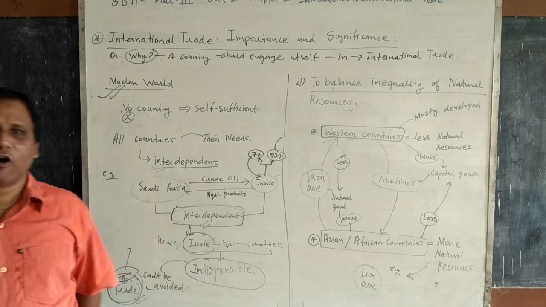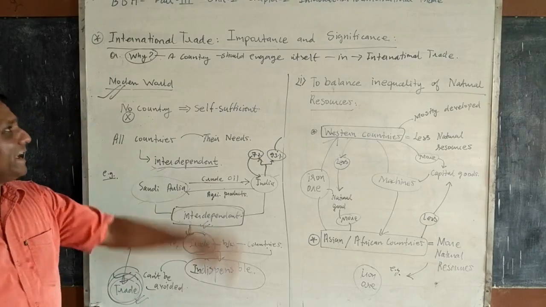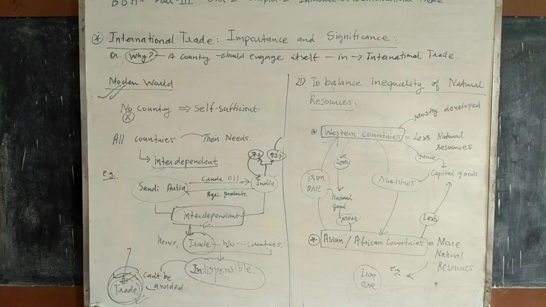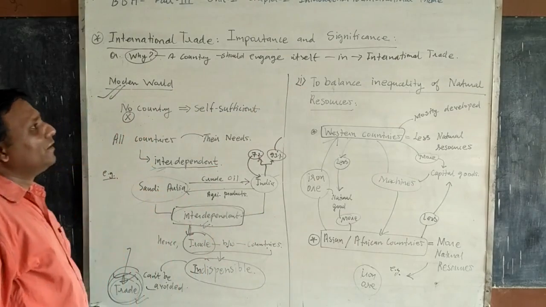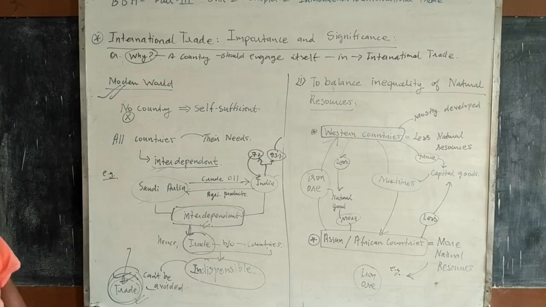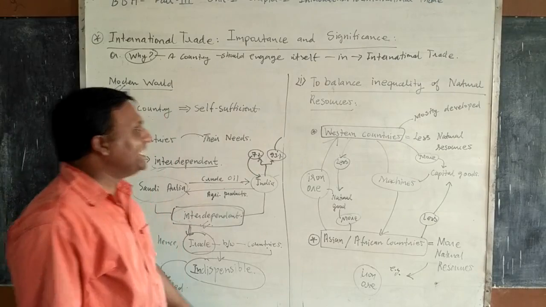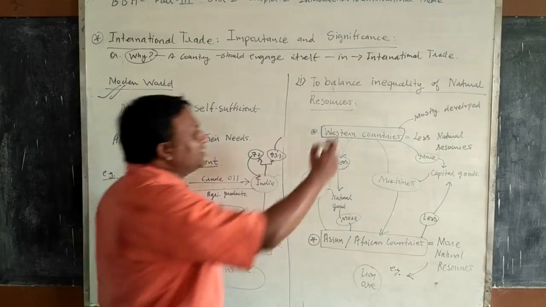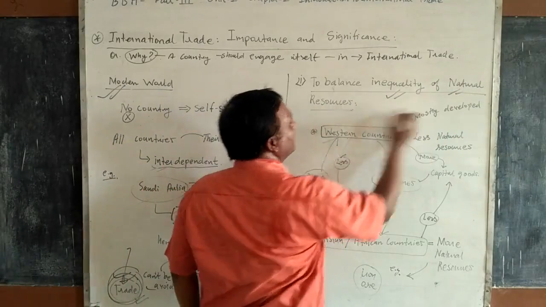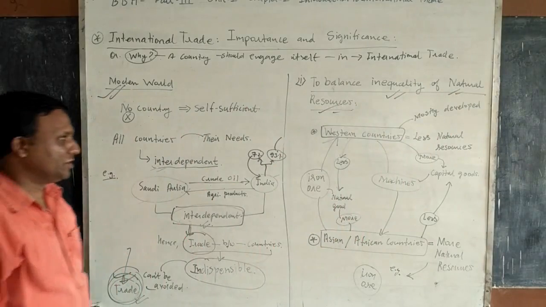Now, systematically, we shall discuss the significance or importance of international trade one by one. Let's start. The first reason why countries should involve in international trade: the first point is to balance inequalities of natural resources. Inequality of natural resources.